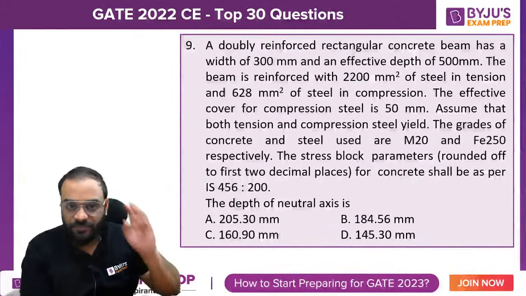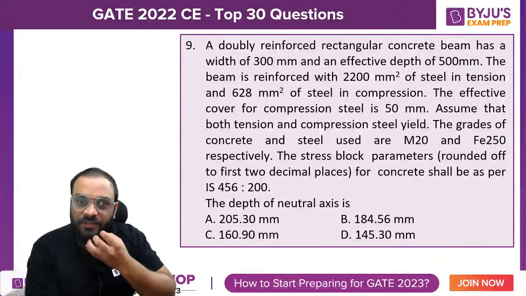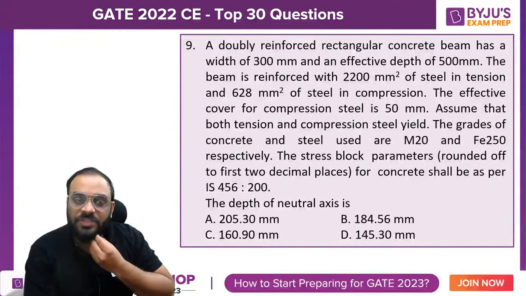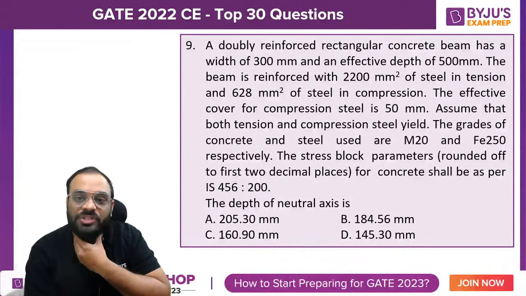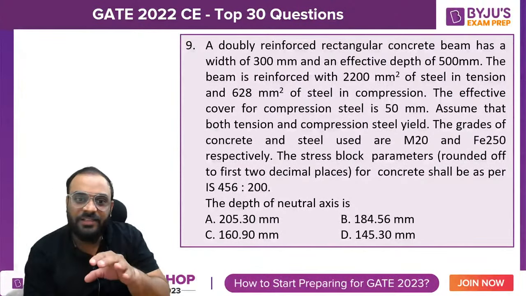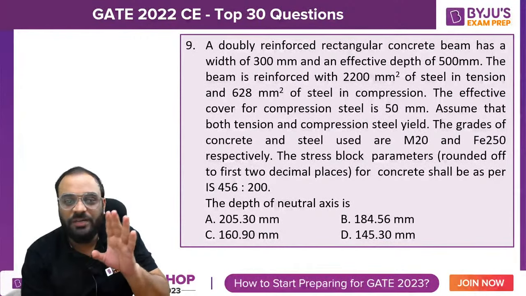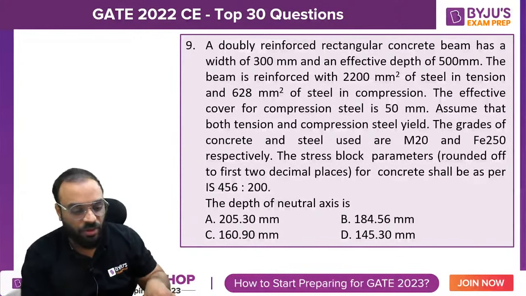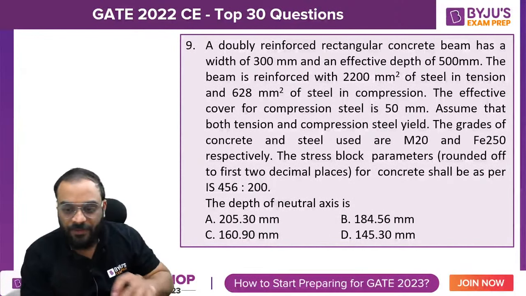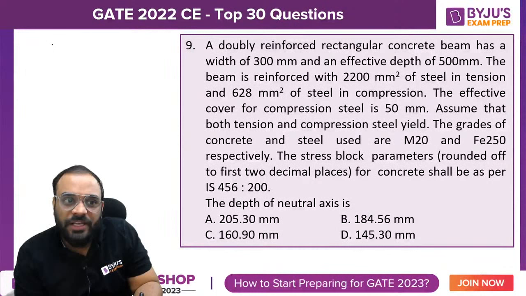Next question. So guys, this is the problem, which is basically a doubly reinforced beam question, right? In which you need to find out the neutral axis again. And in this question, you need to just use a direct formula. And I think all of you know that particular formula, right? In case of doubly reinforced beam, what will be the formula? Do you know that, guys?